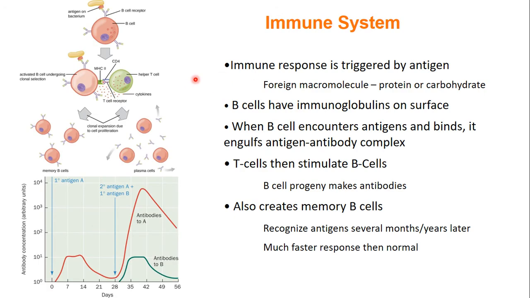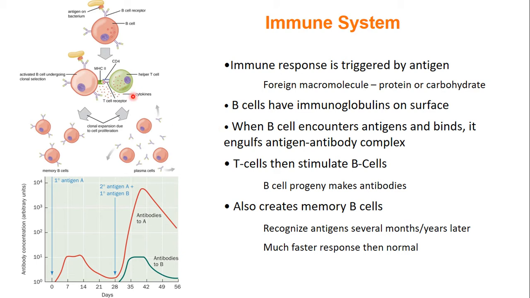Now let's just look at the humoral immune system in general. The immune system is triggered by what we call an antigen. This is a foreign macromolecule, a protein or a carbohydrate generally. Now on beta cells or B cells, we have immunoglobulins or antibodies sticking from the surface. When a beta cell encounters an antigen, and if the antigen and immunoglobulin are compatible, you will have a binding event. Then the beta cell will engulf this antigen antibody complex and it becomes activated.